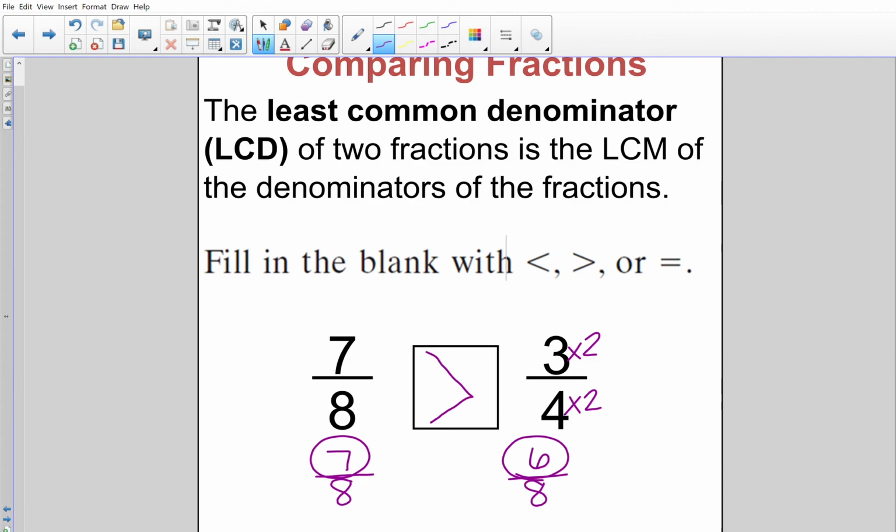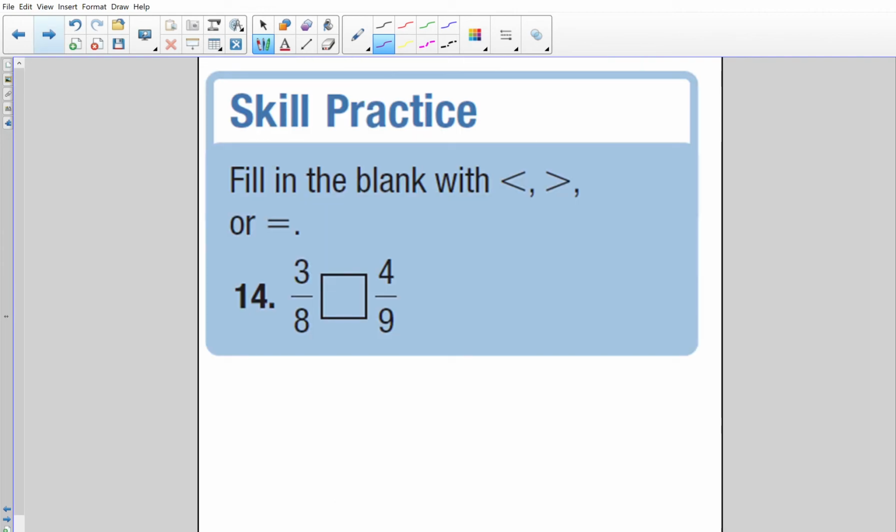Okay? So here I've got the same idea, so if you want to pause it and try it, 3/8 and 4/9. So my common denominator is 72 in this one. So I multiply by 8 on this side, and over here it's going to be by 9. So now I simply compare, is 27 or 32 bigger? 32 is larger, so 4/9 is greater than 3/8.